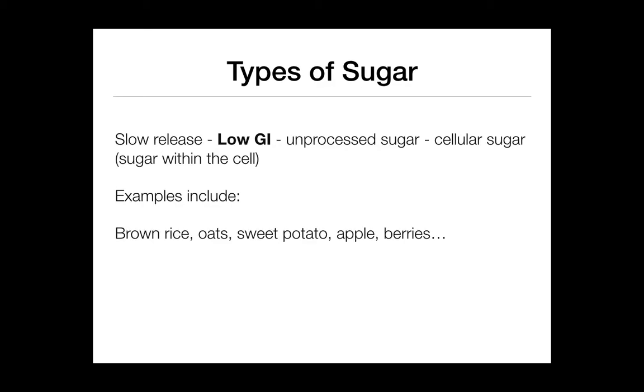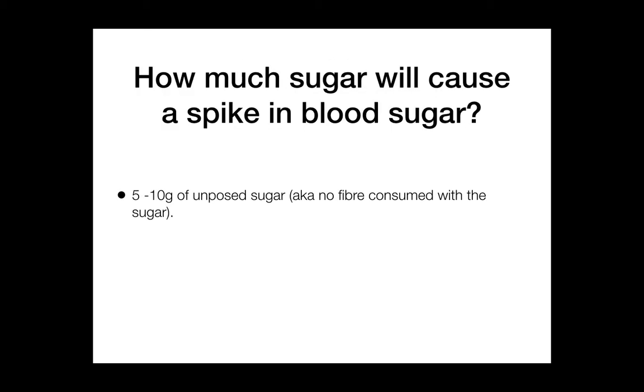Then we've got your low GI. So this is unprocessed sugar. So think of the sugar inside the cell. So you eat that apple, you bite into that apple, you get the fiber, you get everything that's in that apple with the sugar. So brown rice, oats, sweet potatoes, apples, berries, these are all examples of foods that contain low levels of sugar because it is contained within the cell of the food.